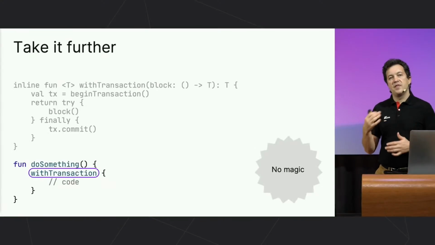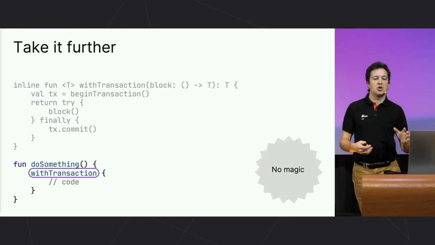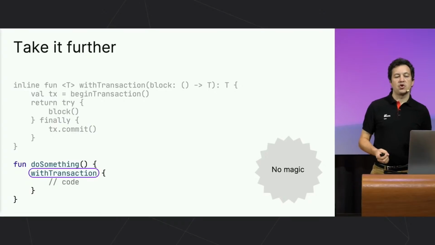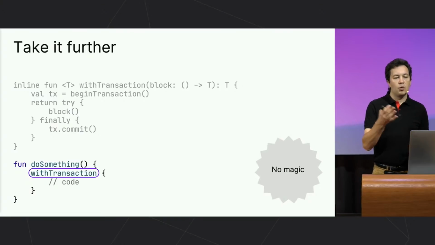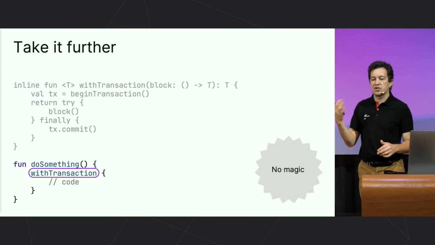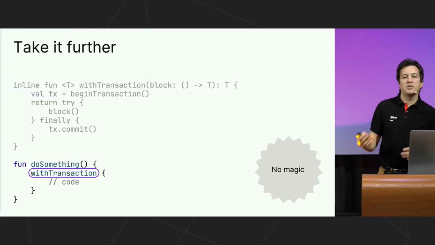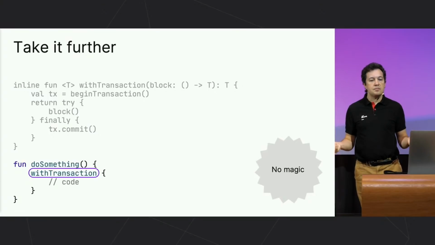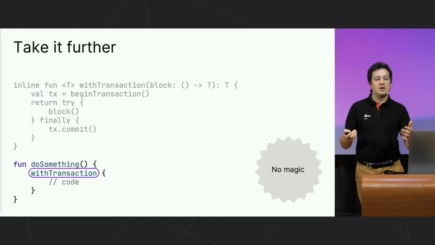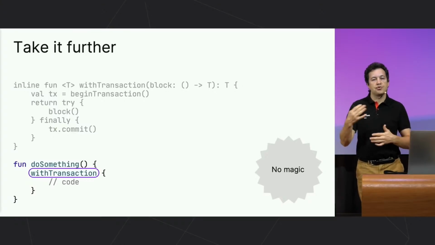The great thing about this usage is that it has no magic. Any person who sees this code immediately understands that some function is called here, and they can click on it, see what this function does, and see that it starts and ends a transaction. Contrast this with how it's usually done with annotations. You annotate a function with some annotation, and that magically performs this wrapping in a non-transparent way.